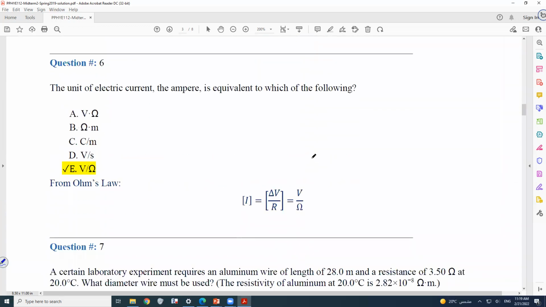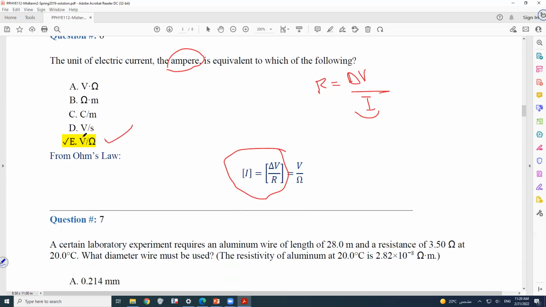Question number 6. Again, very easy question. This is about the units now. Again, from Ohm's law. Ohm's law tells me R, the resistance, is delta V divided by I. And he is asking the ampere, which is the unit for current, is equivalent to what? So we can rewrite the equation for Ohm's law like this, and you can see ampere should have the same unit as the unit of delta V over R, which is volt per ohm. So that's the only one that is correct out of all these choices.